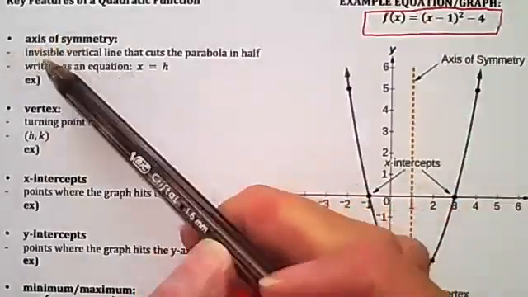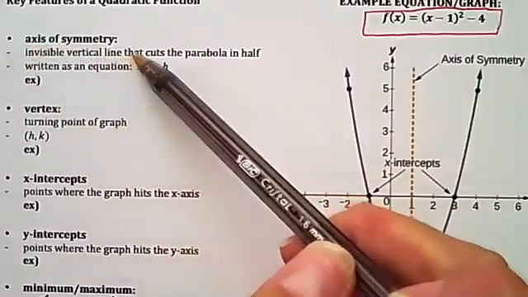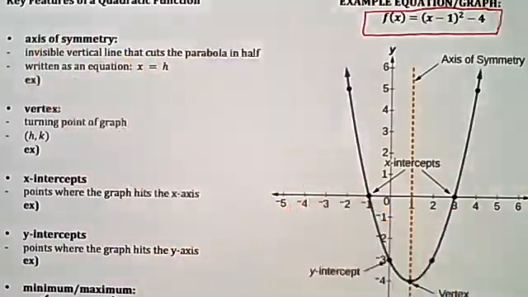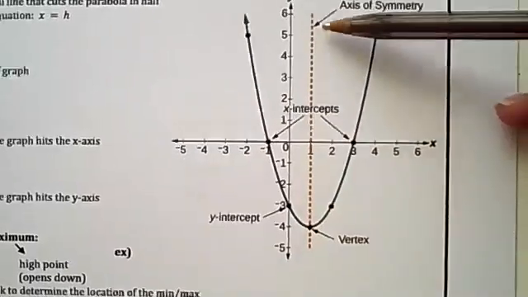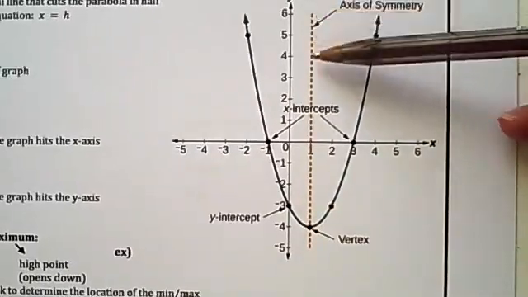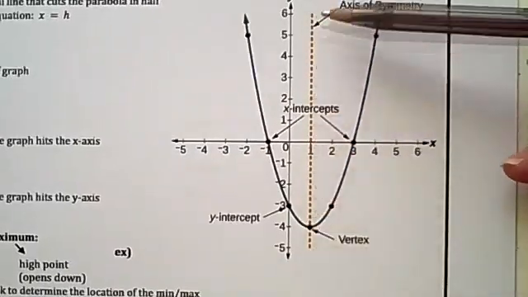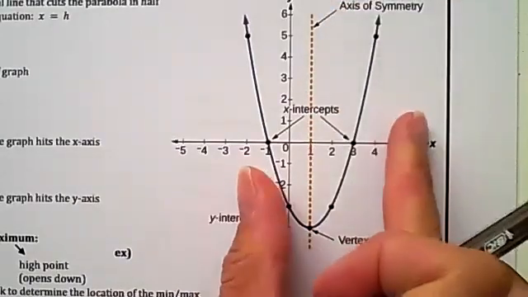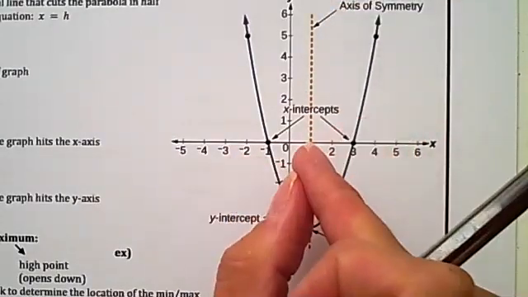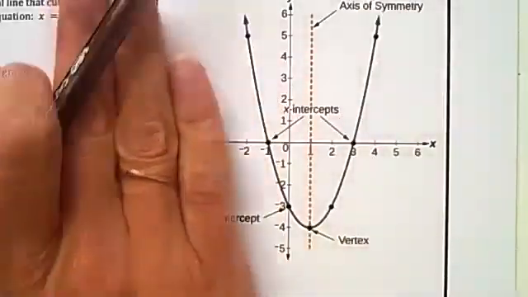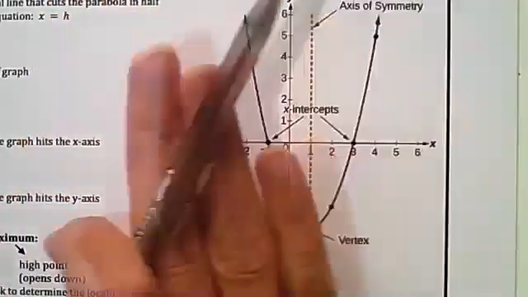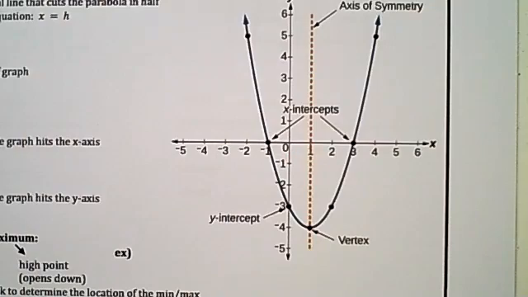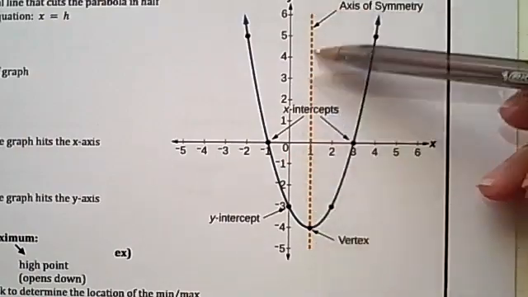So the axis of symmetry is an invisible vertical line that cuts the parabola in half. If you look at this picture, we usually show the axis of symmetry with a dotted line. See this dotted line right here? If you can imagine folding this in half on that dotted line, all the points would match up. All of these points would be reflected over and they would match up. So that's the axis of symmetry.